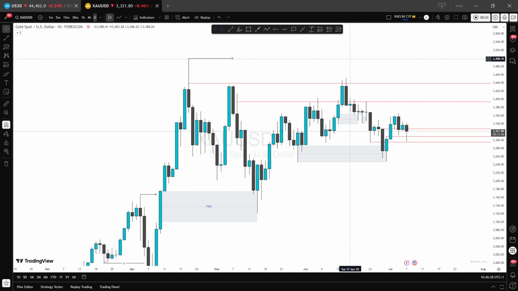I was expecting price to take out another internal structure before we continue to push to either the upside or the downside following the news. Now I knew that this down area here was a level at which we want price to take out. As you can see, price took it out and began to buy from there.